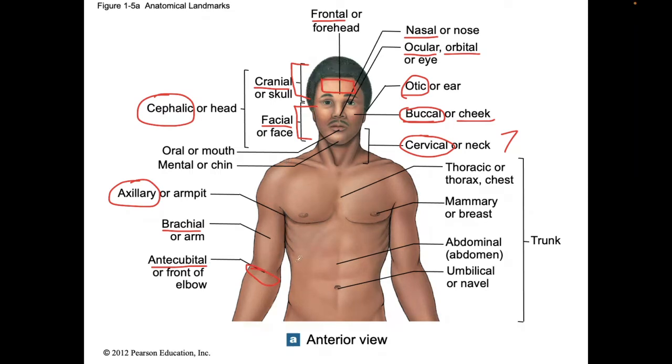Now, everything in here in the middle is called the trunk, and the trunk has a few parts. It has the chest, known as the thoracic region. It has the breast, called mammary. It has the abdomen, called the abdominal region. And then it's got the belly button, called umbilical.